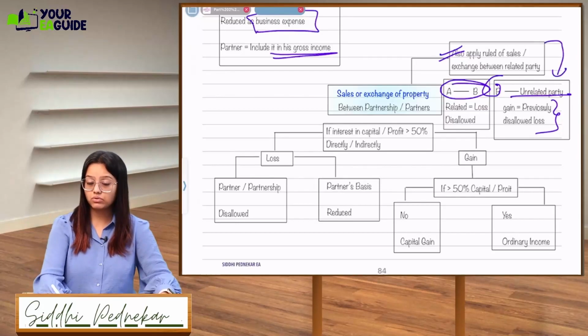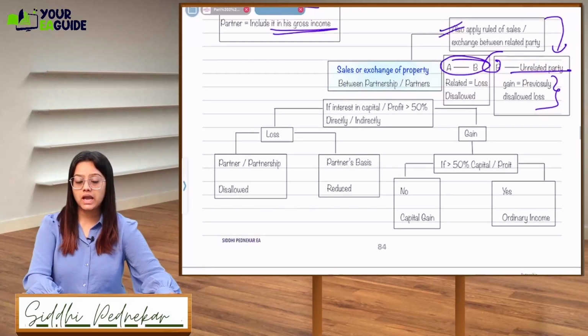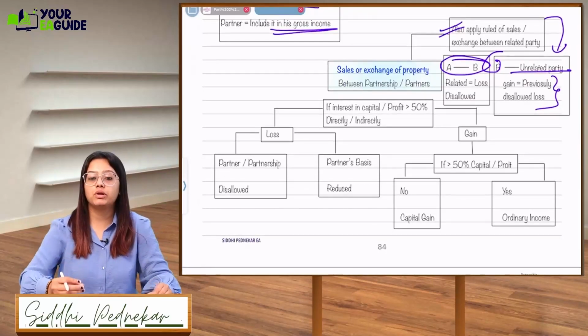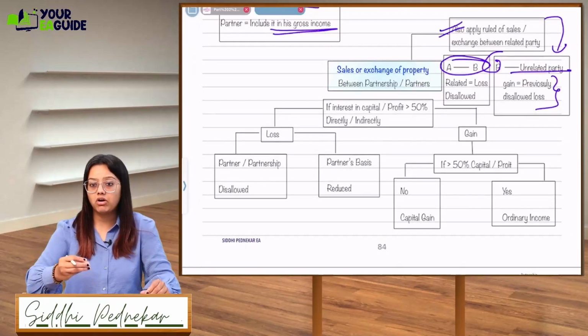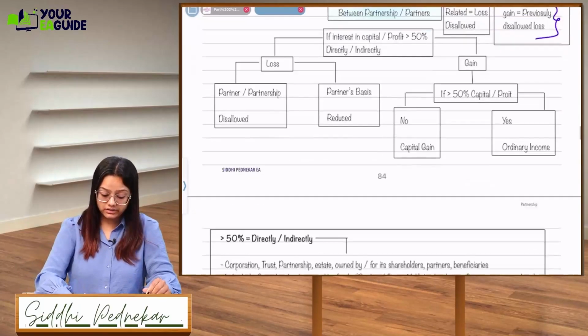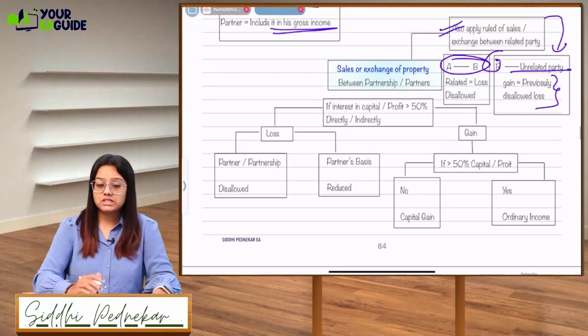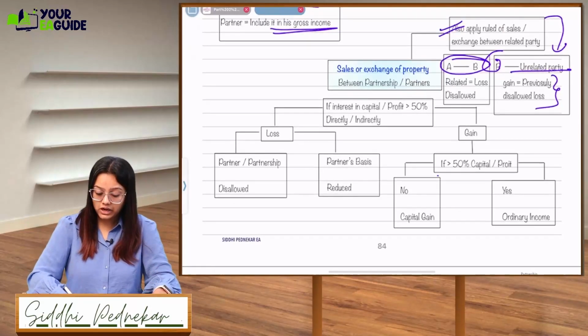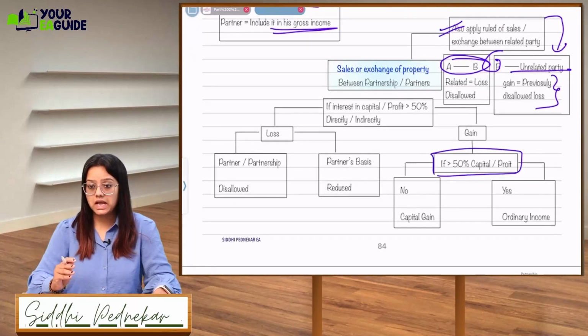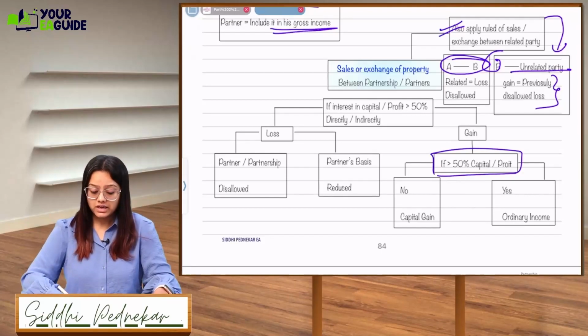This is the rule of sales or exchange between related parties. Now, if interest in capital or profit is more than 50%, either directly or indirectly. Okay, directly, indirectly, I think the definition is there on the next page, we'll see that. So in that case, if it's a gain and you're holding more than 50% in capital or in the profit interest, then no capital gain.